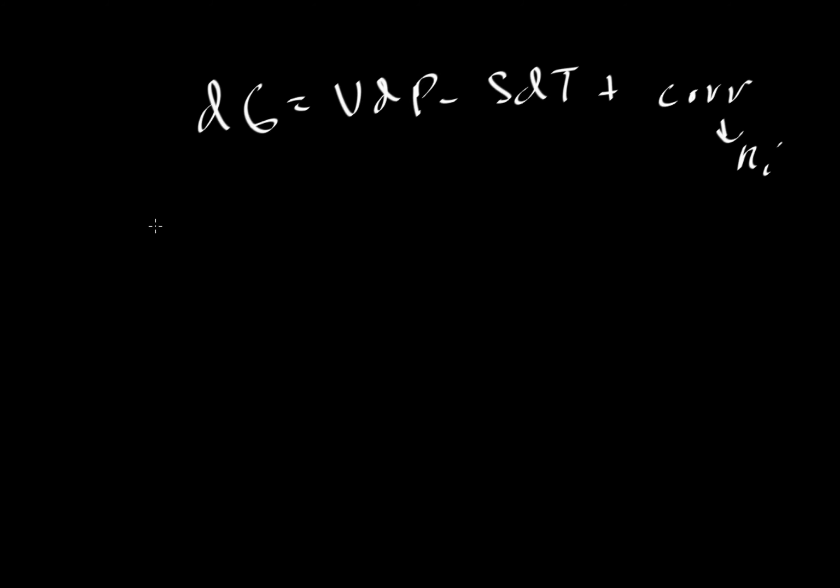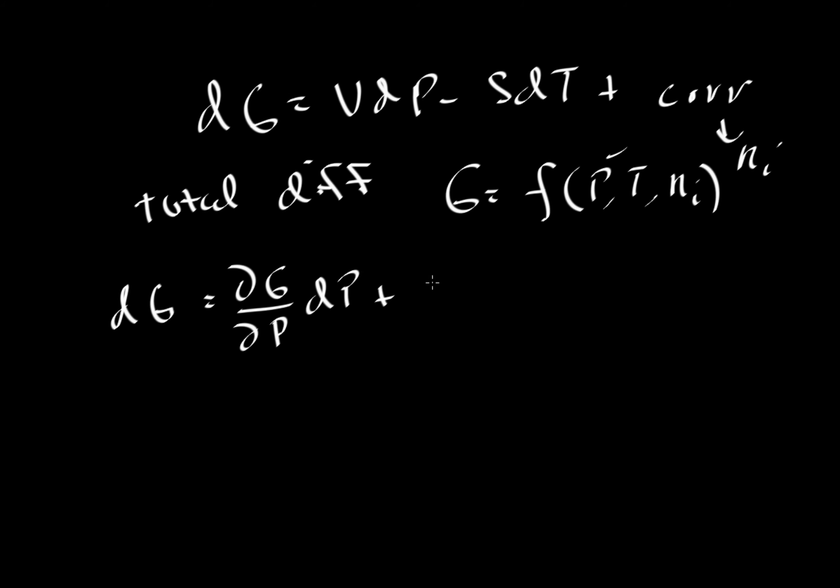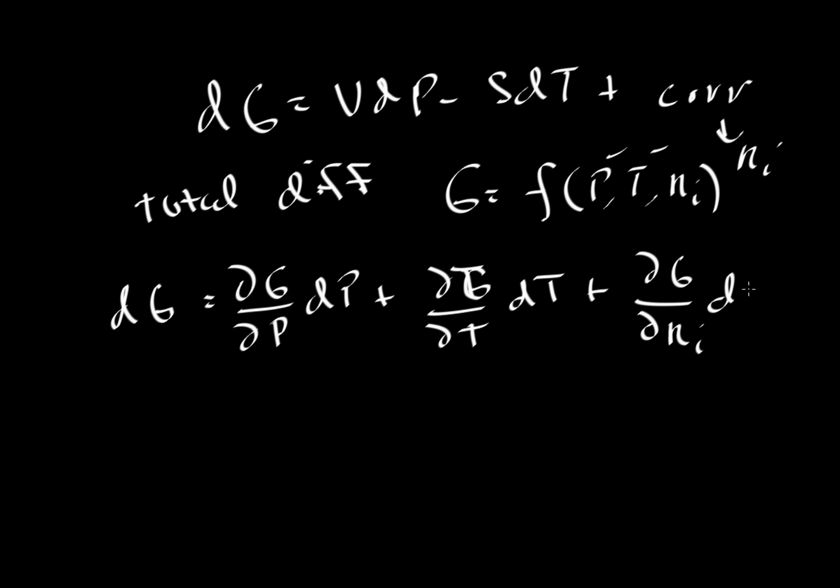So if it does, let's erase the chalkboard and write this over again. dG is equal to V dP minus S dT. But now we need some correction that takes care of the number of moles of i. So how do we do that? We're going to write something called a total differential. If we have Gibbs free energy, or any function, it doesn't matter what it is, that is changing as a result of changes in pressure, temperature, and moles of i, the total differential can be written like this: we take the partial derivative of G with respect to pressure, multiplied by dP, plus the partial derivative of Gibbs free energy with respect to temperature, multiplied by dT, plus the change in Gibbs free energy with respect to the number of moles of i, multiplied by dn_i.